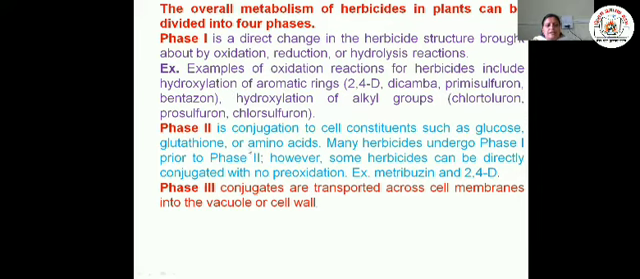Phase 2 is the conjugation to cell constituents such as glucose, glutathione, or amino acids. Many herbicides undergo phase 1 prior to phase 2. However, some herbicides can be directly conjugated with no pre-oxidation, such as metribuzin and 2,4-D. This is the overall metabolism of herbicides. And in the third phase, conjugates are transported across the cell membrane into the vacuole or the cell wall.